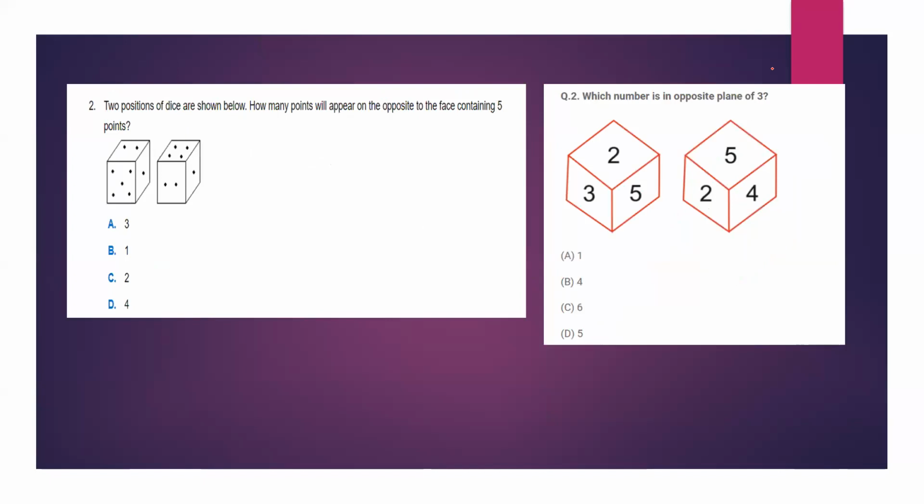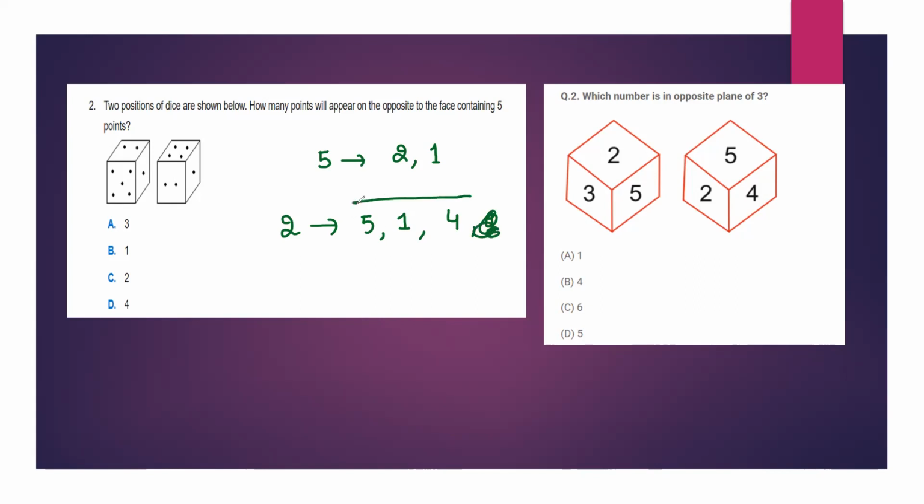Now, two positions of dice are shown below. How many points will appear on the face opposite to the face containing 5 points? Okay. So now here 5. Adjacent to 5 are 2 here and 1. Adjacent to 5, 2 and 1 is here. And what is common in these? Suppose you take 2 as common, then adjacent to 2 is 5, 1 here, and adjacent to 2 is 4, and 1 is common.